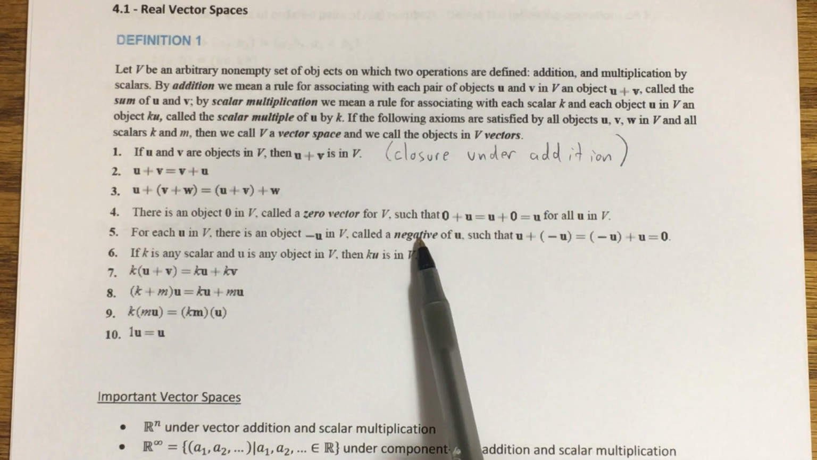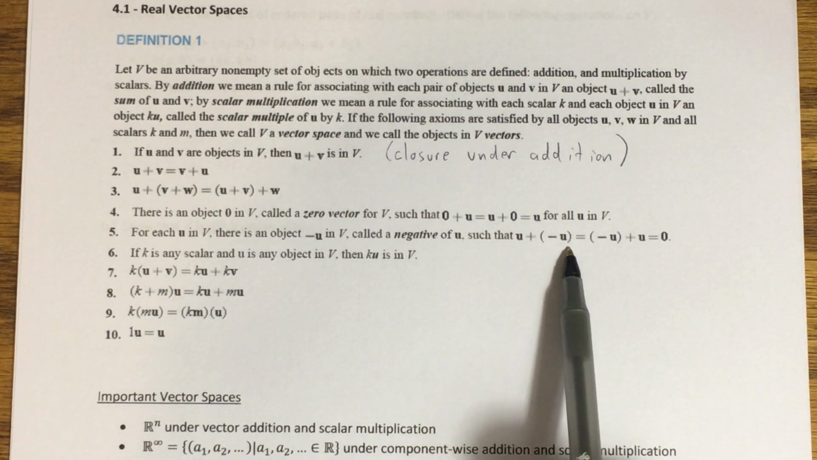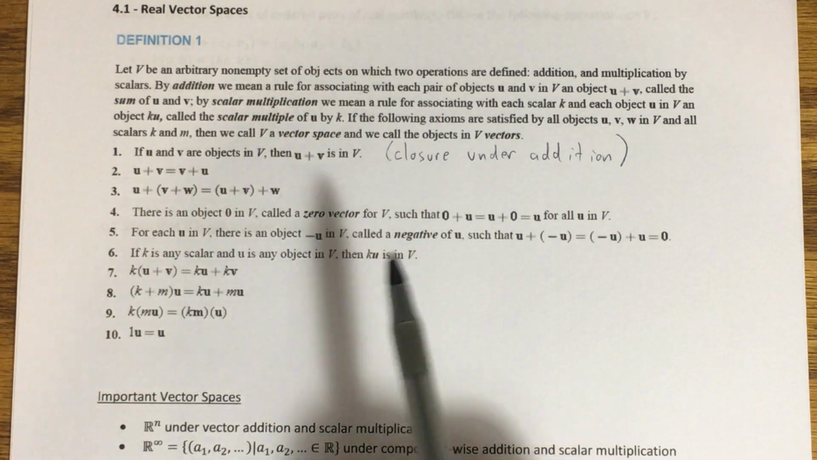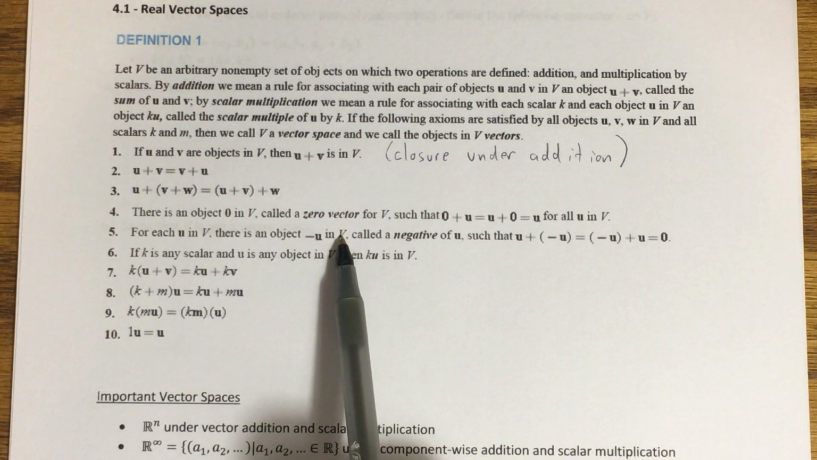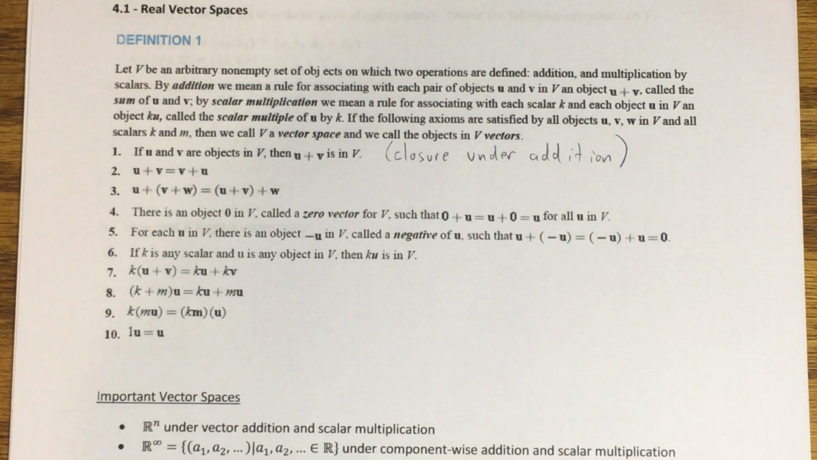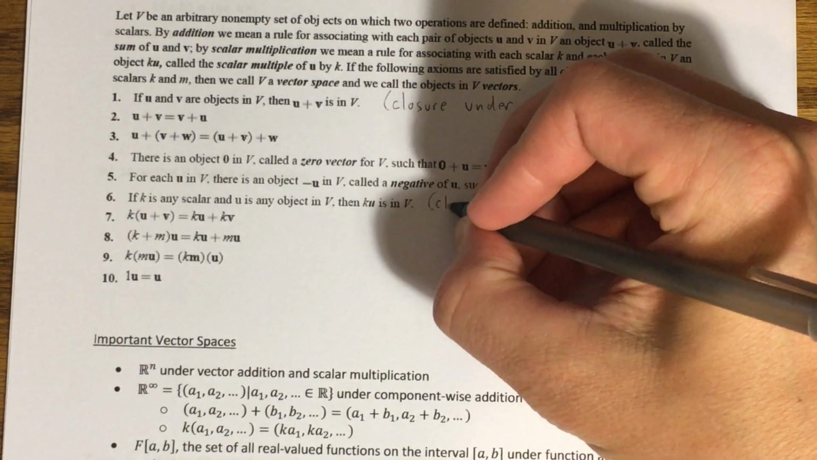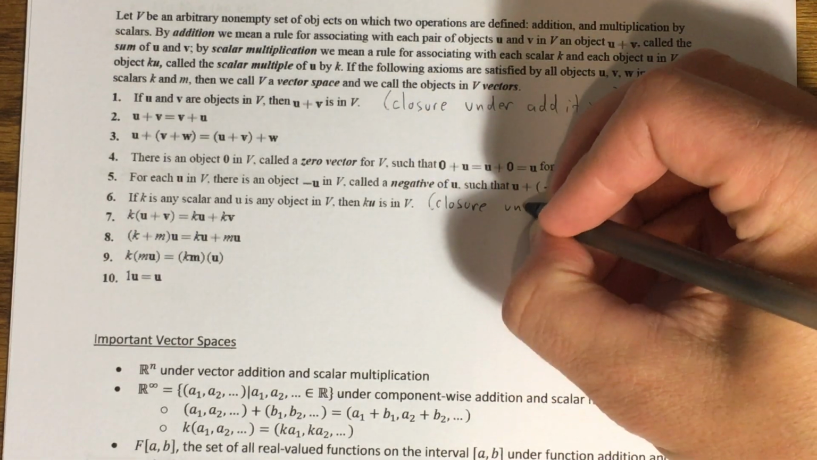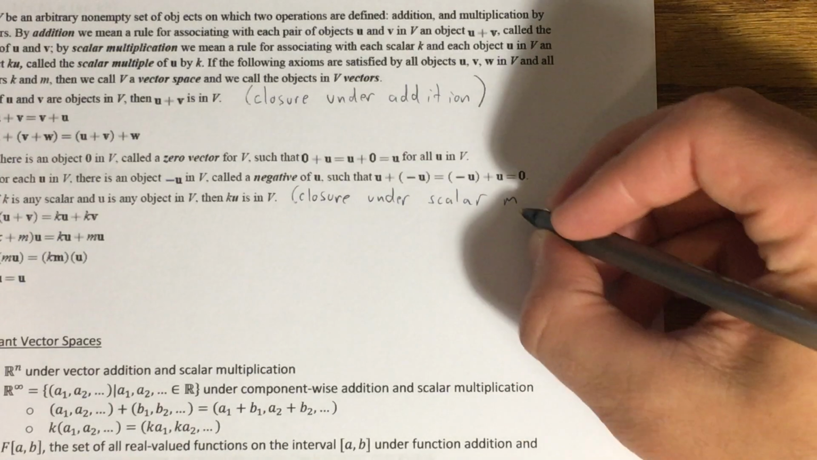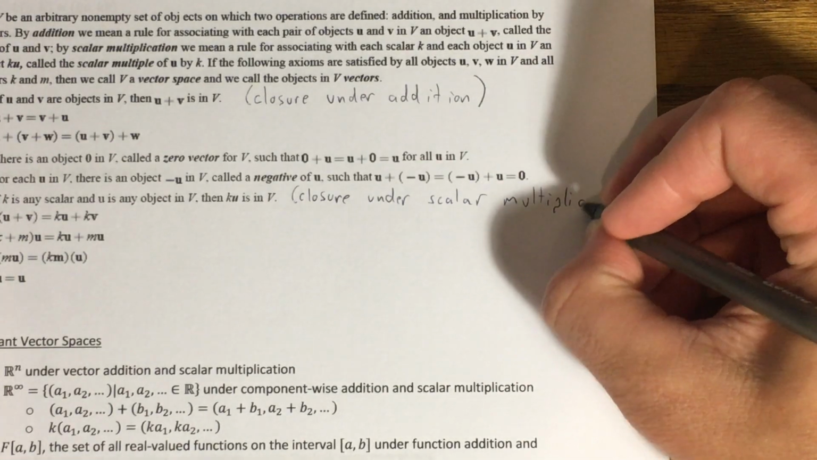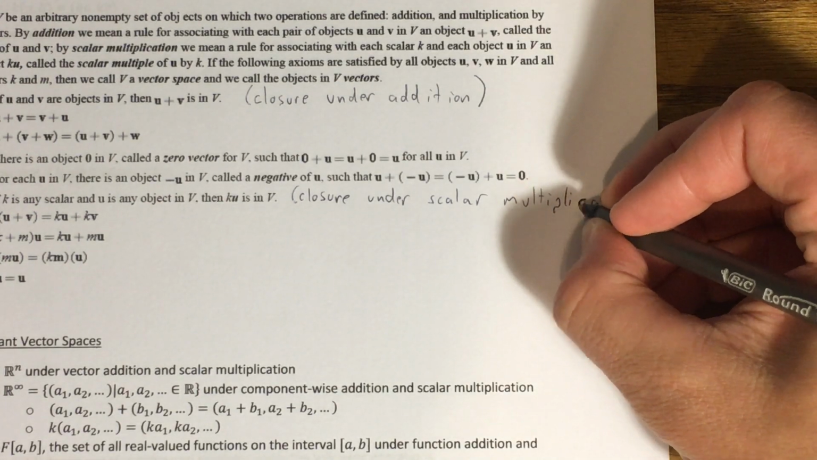Now, sometimes you'll hear me call this axiom closure under additive inverses or closure under inverses. And all that means is that every vector in V also has an inverse that's also in V, such that their sum gives us the 0 vector. Okay? Axiom 6, we call this closure under scalar multiplication. Let's see if I have enough room for this. Multiplication. What? Multiplication. I can't spell.